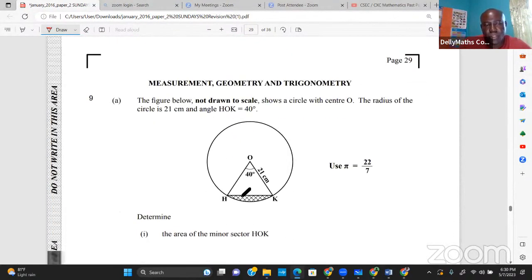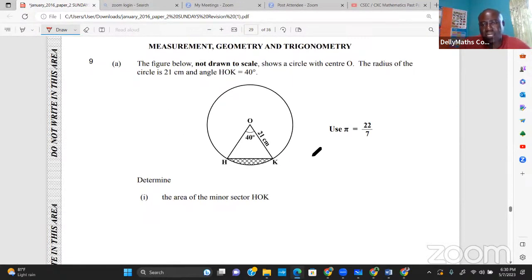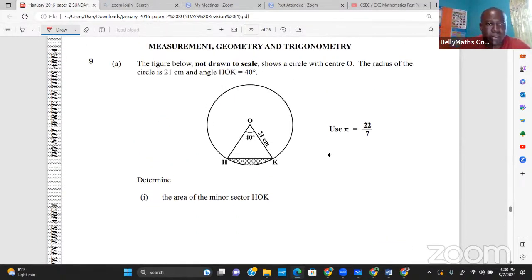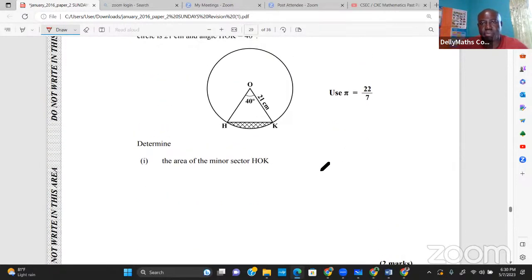Continue working. Soon finish. This is number 9. We finish at 10. All right, so number 9 is measurement, geometry, and trigonometry. Let's see what goes on. The figure below, not drawn to scale, shows a circle of center O. The radius of the circle is 21, and the angle HOK is 40. Pi is used as 22 over 7.